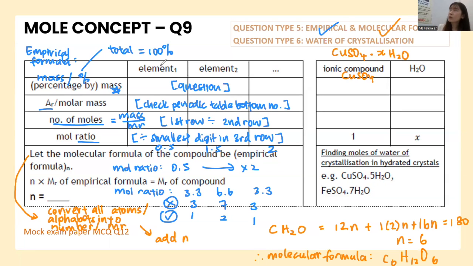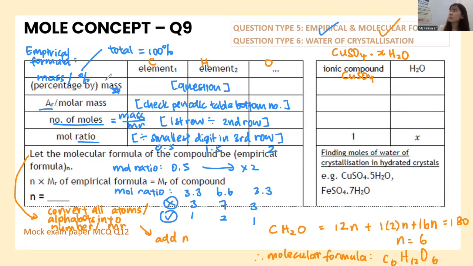Earlier on, we only put one atom, like maybe C, and then H, and then O. I only put in one alphabet. But for water of crystallization, you have to put in the entire compound. So you have to put in the entire copper sulfate, entire water.